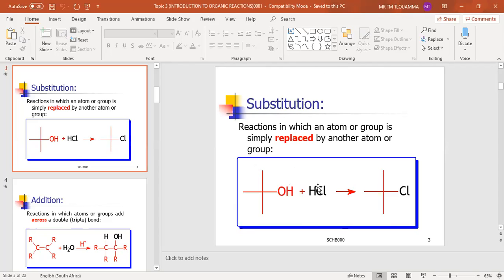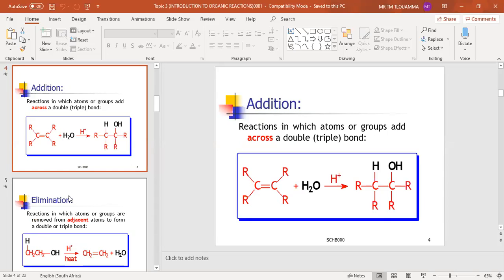If we check the Cl here, which is chlorine, it has replaced the OH. It has replaced the OH group, and then it became Cl on this side of the product. So in this case, we're going to classify it under the substitution reaction. One group was replaced by another atom. Then we're going to move to the next one, which is the addition.